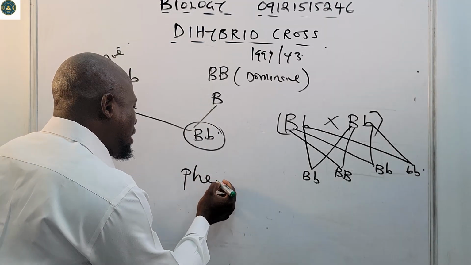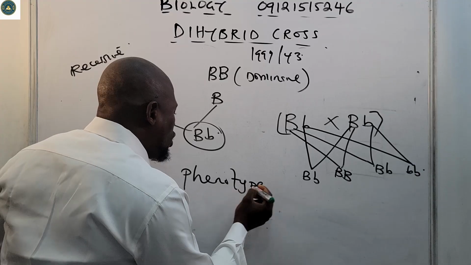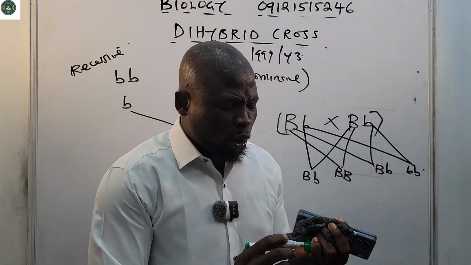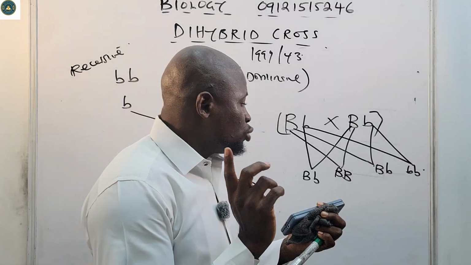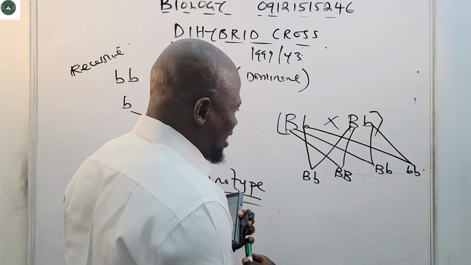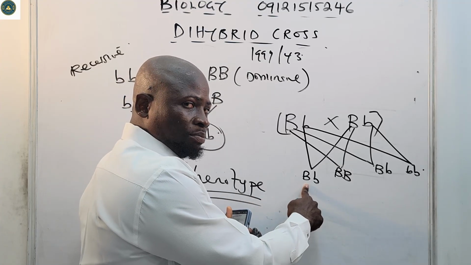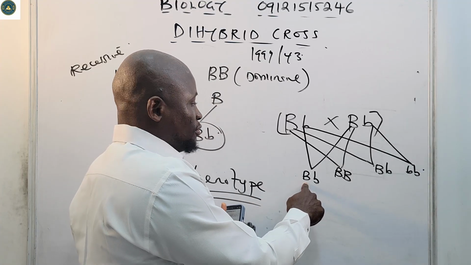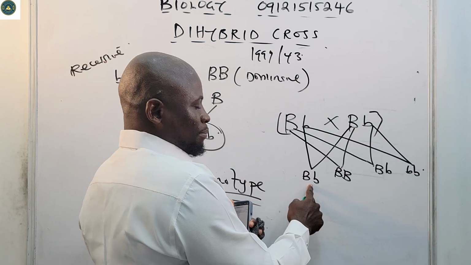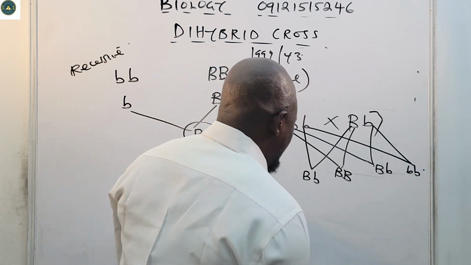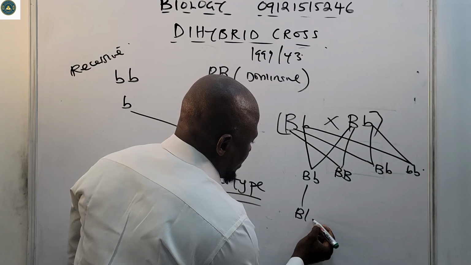Phenotype talks about what? The physical observable features. Okay, what we are seeing on the outside. What will be seen on the outside as a human being? Is this one black or brown? This one is black, because B is dominant. All right. So this one will be seen on the outside as black.